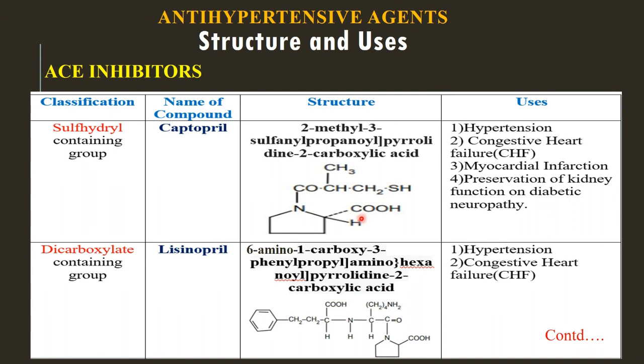The next compound is having the dicarboxylate containing group. Example, lisinopril. In this lisinopril, we can see it is also having a pyrrolidine with a carboxylic acid group present. And here you have the hexanoyl group with an amino group. How can we name this compound? It is 6 amino, then 1 carboxy, this is position 1. Then 1, 2, 3: it is 3 phenyl propyl amino, then hexanoyl, pyrrolidine, and at the 2 position a carboxylic acid is present. Uses: it is used in the management of hypertension and congestive heart failure.